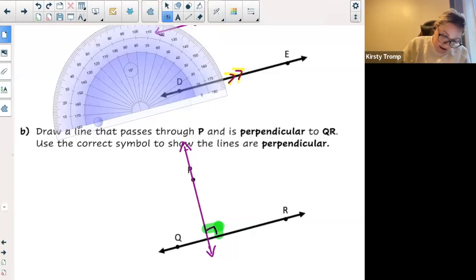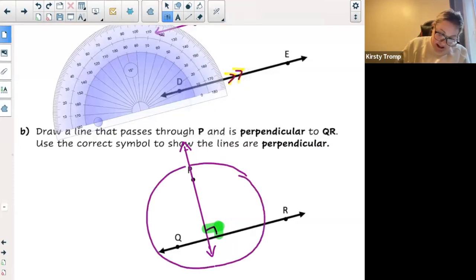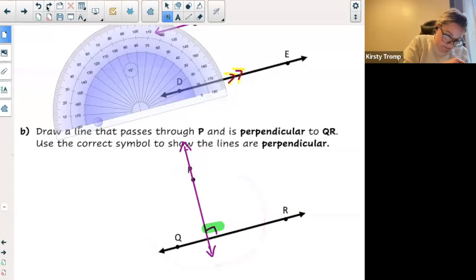Let's use this pen, means that at that angle, whoopsie daisy guys, sorry, let's try that again. All right, there we go.